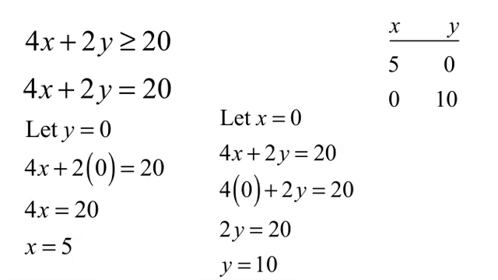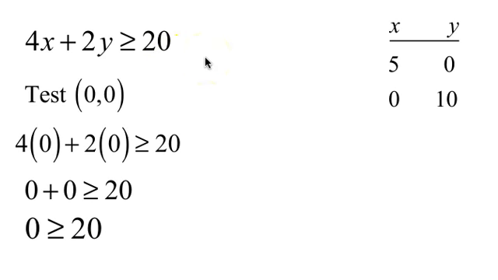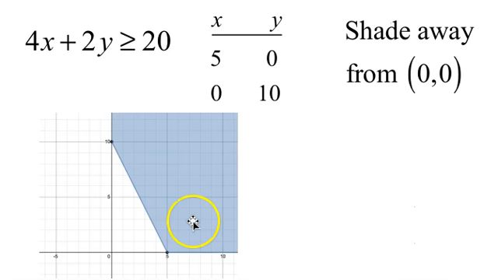And again, I have to decide which way I am shading, towards 0, 0 or away from 0, 0. So I need to test 0, 0. Plugging 0, 0 in, 4 times 0 plus 2 times 0, is that greater than or equal to 20? Well, of course, it is not. 0 greater or equal to 20 is no. So I'm going to shade away from 0, 0. So what are those points? 5, 0 on the x-axis, 0, 10 up here. Shading away looks like this.